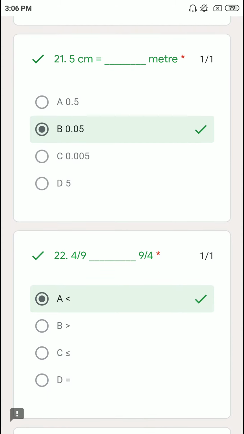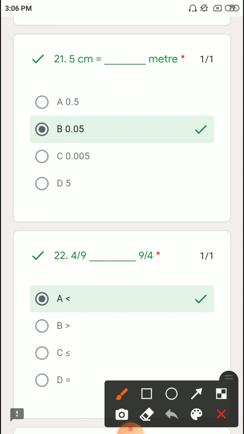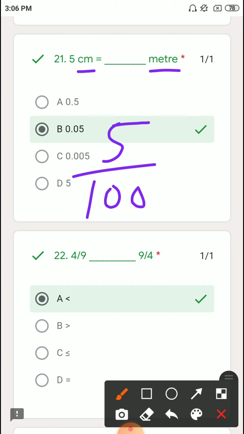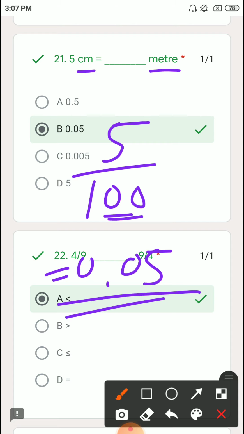After that, question number 21. 5 centimeter is equal to how many meter? So here centimeter is a small unit, meter is a big unit. If we want to convert from small unit to big unit, we need to use the division process, and the difference between centimeter and meter is 100. So 5 divided by 100. Now in denominator we have two zeros. So in numerator before 2 digits we need to put a decimal point, but in numerator we have only 1 digit, so we need to put one extra 0 before that decimal point, and before that nothing is remaining, so 0, 0.05.